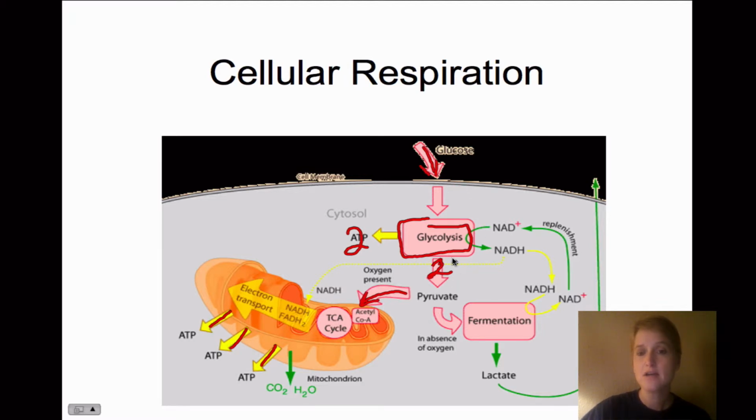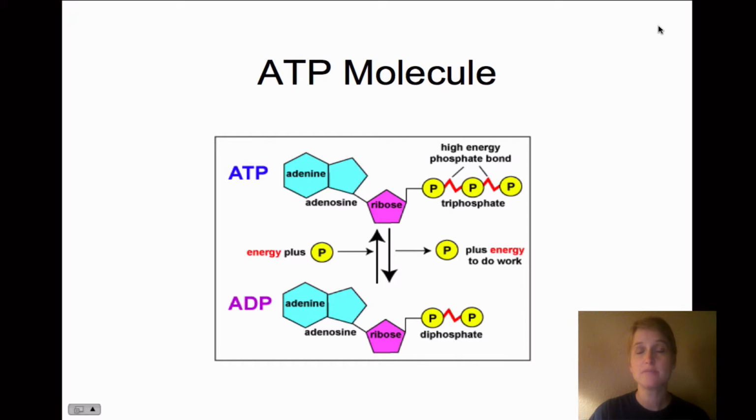Now, if there is no oxygen available, all right? In the absence of oxygen, these pyruvate molecules would go into a process that's called fermentation. There would still be some energy generated, but not as much as when there's oxygen, and it can go through the whole cycle.